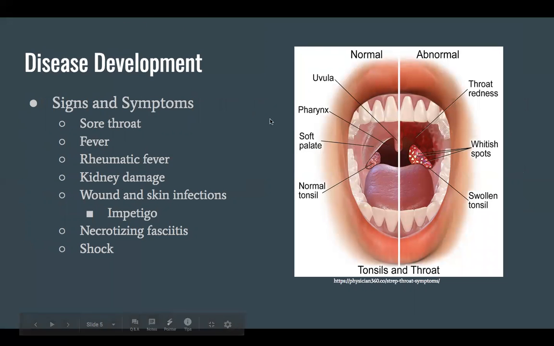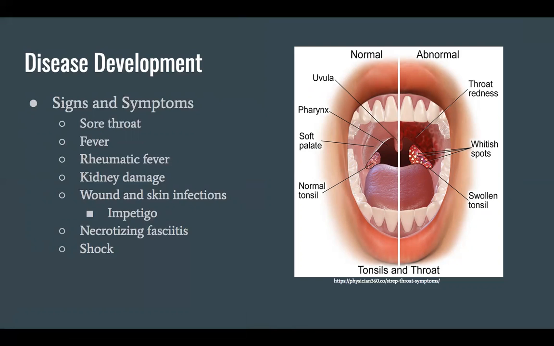So my name is Hope, and in this slide I'm going to be talking about the disease and development of streptococcal infections. So some of the signs and symptoms of an infection is sore throat, a fever, and it's considered medically significant if it's 100.4 degrees Fahrenheit or over. An individual can also develop rheumatic fever, which is an autoimmune disorder that develops from strep throat. An individual can also have kidney damage. They can also have wound and skin infections. In specific, they can develop impetigo, which is a skin infection that causes red sores on the face.